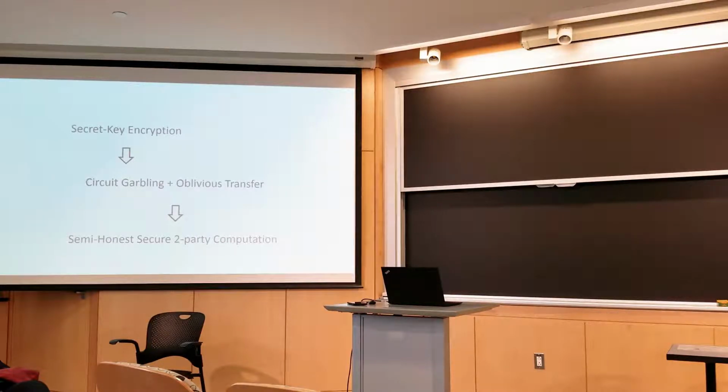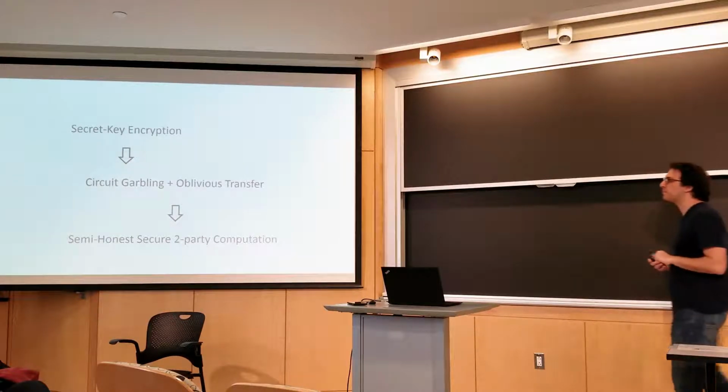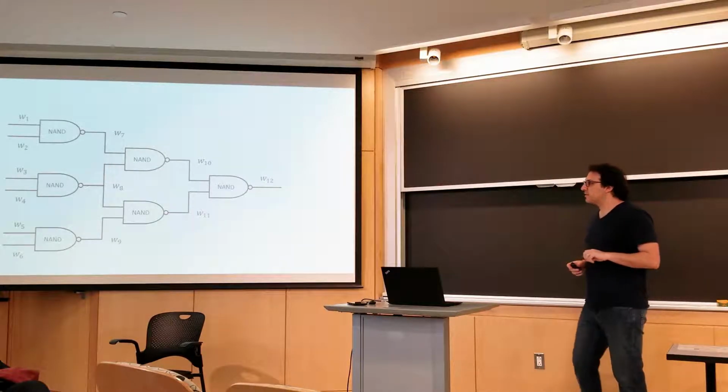You can build a secret key encryption based on any one-way function. So the assumptions you needed for oblivious transfer were something like trapdoor permutations or maybe LWE. But the assumptions that we need to construct a circuit garbling scheme are minimal, only one-way functions. So this is where the heavy lifting is actually happening. This is where all the interesting parts of the protocol are occurring. Okay, so let's get started.